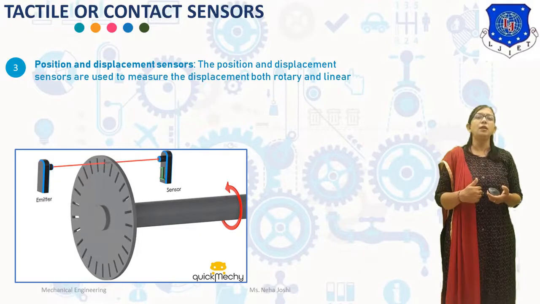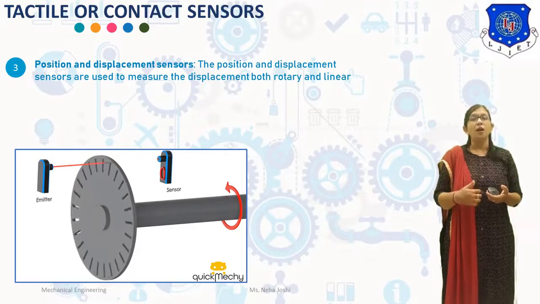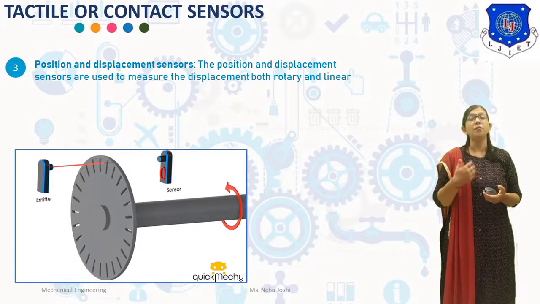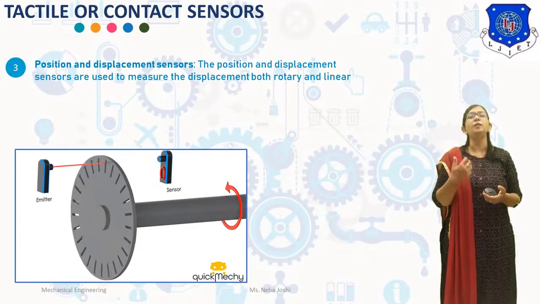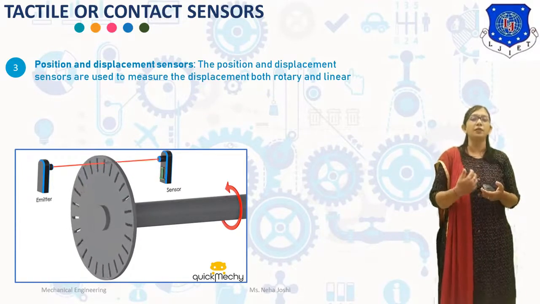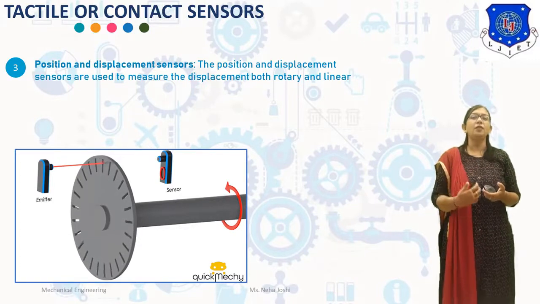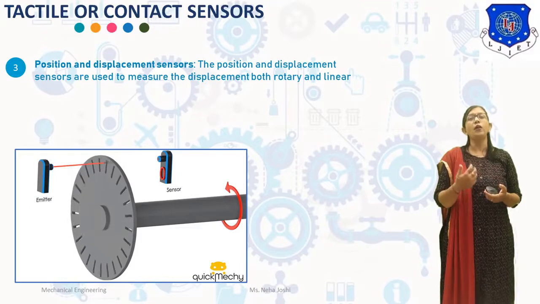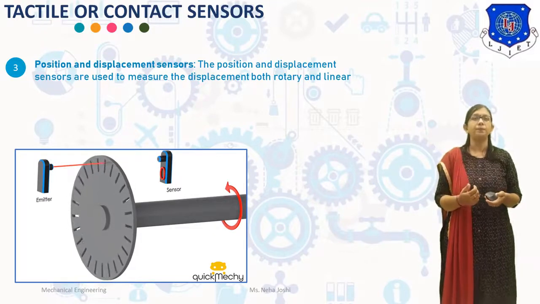Now, here you can see a rotary encoder. A rotary encoder is a type of position sensor which is used for determining the angular position of a rotating shaft. It generates an electronic signal, either analog or digital, according to the rotational movement.